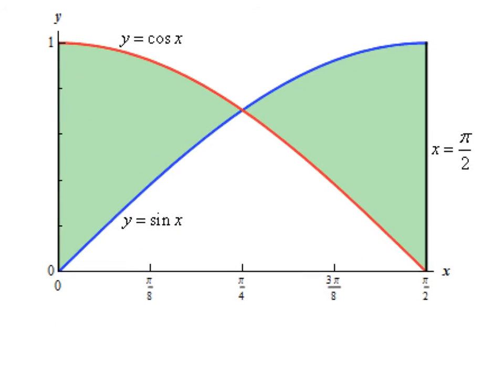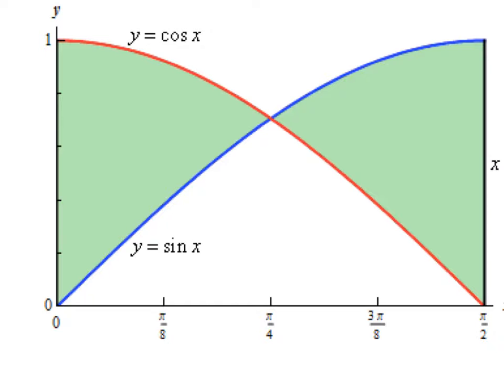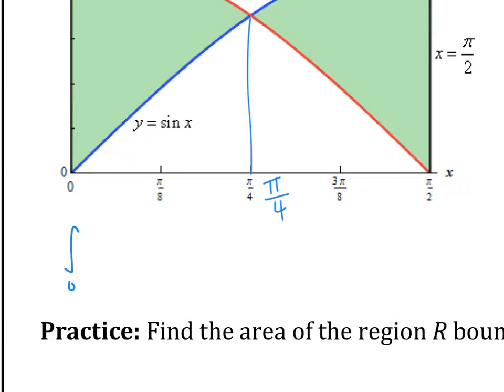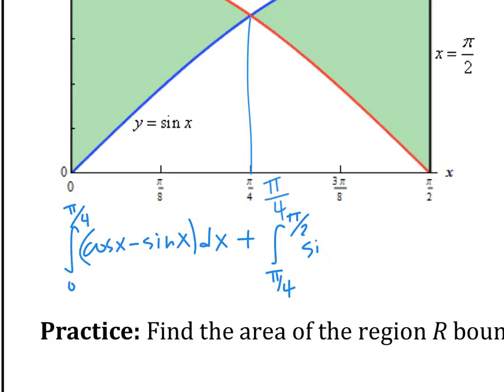For those of you in the back, you may not see this very well. This point is pi over 4. So you're going to integrate from 0 to pi over 4 with cosine minus sine, and then from pi over 4 to pi over 2, it's going to be sine minus cosine. Let's write that down. From 0 to pi over 4, it's cosine x minus sine x dx. And then from pi over 4 to pi over 2, it's sine minus cosine dx.